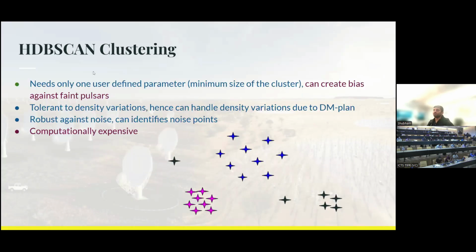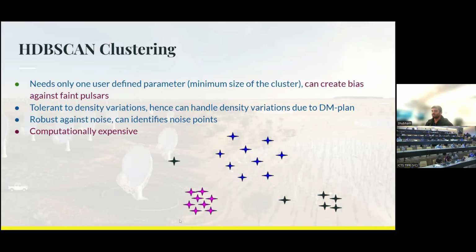Now the next one is SDBSCAN. This is a modified version of DBSCAN and it only requires a single user-defined variable, which is the size of the smallest cluster. This method can handle variable density, and it can also handle stray noise in the data.